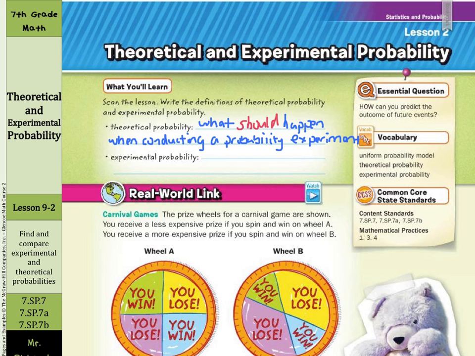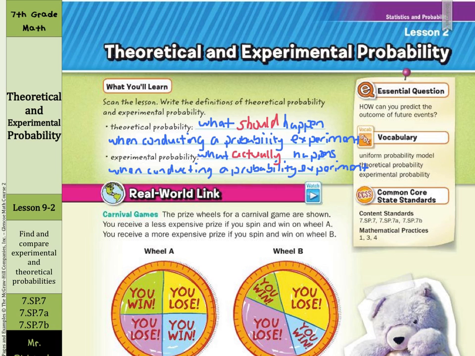As for experimental probability, this is what actually happens when conducting a probability experiment.